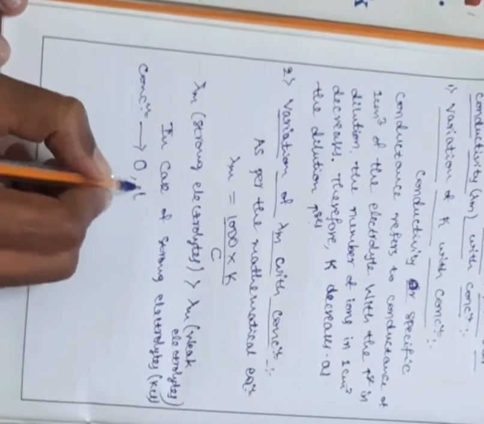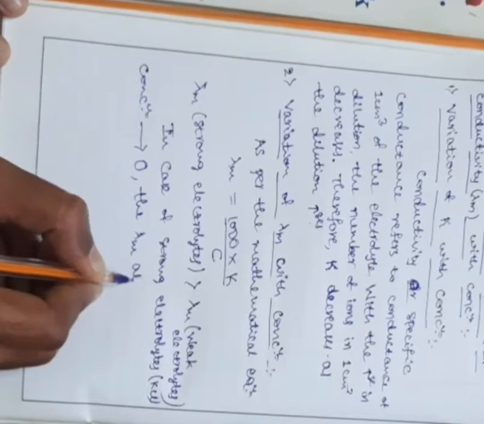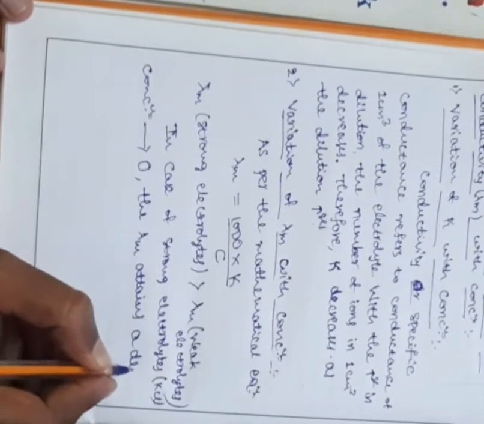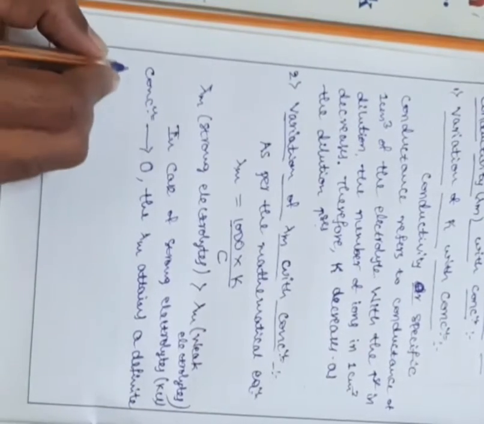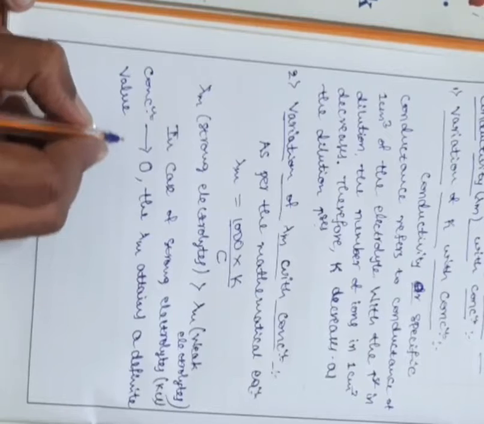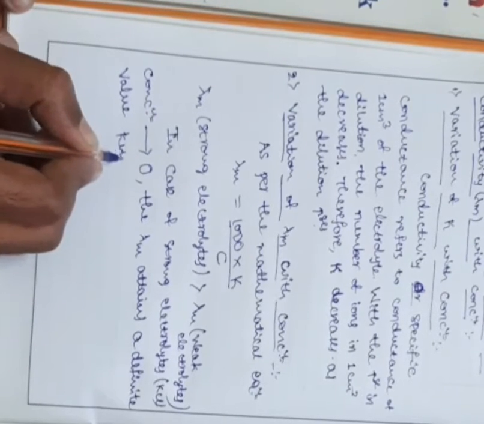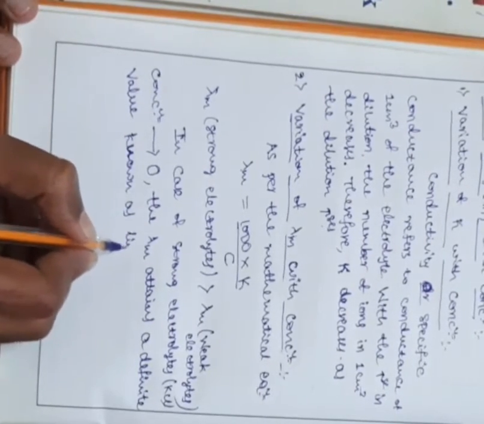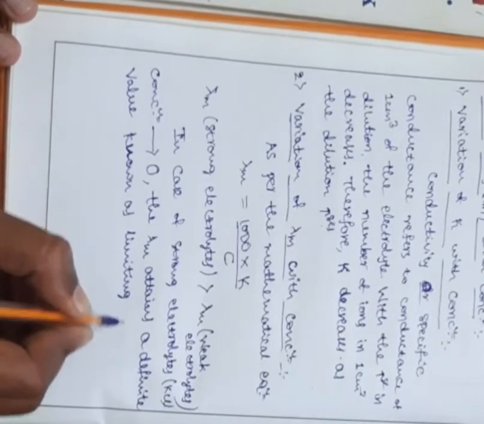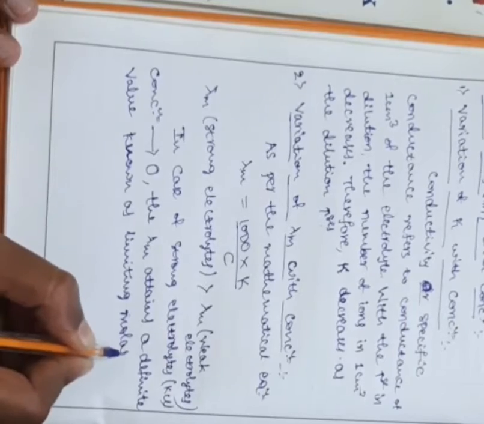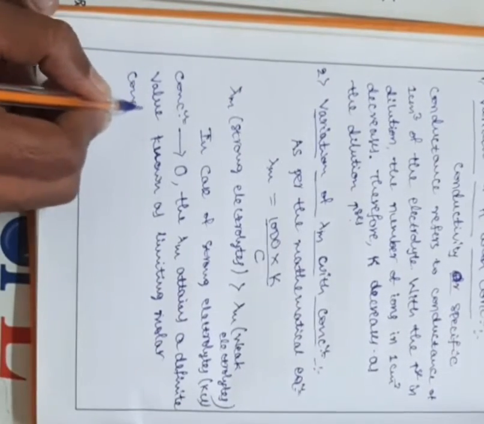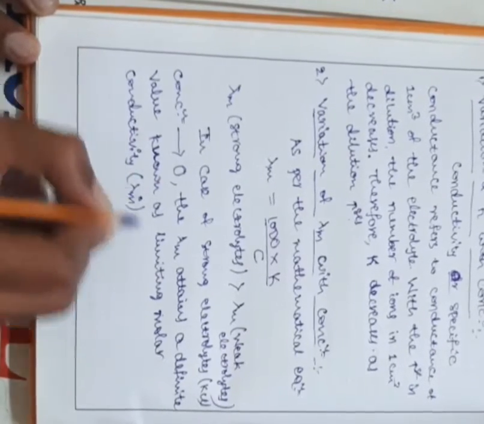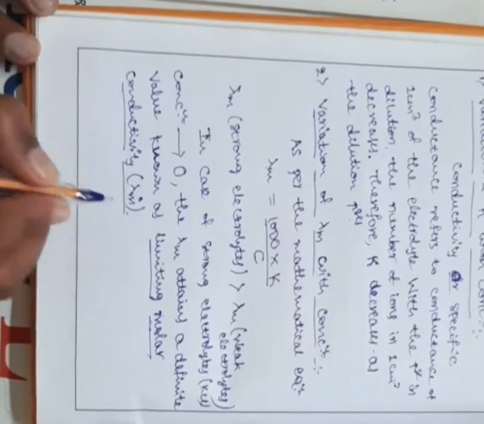the molar conductivity attains a definite value, which is known as the limiting molar conductivity. This is denoted by lambda m naught.